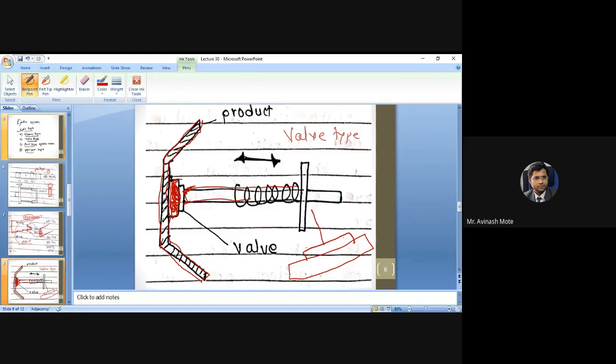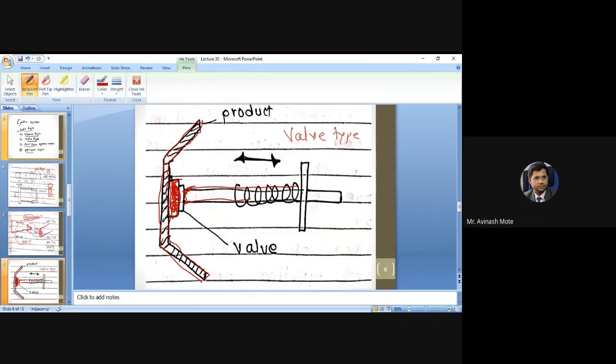Are you getting? Because for a large size component, if you try to pick it up using hooks or chains, it will buckle or it will have deflection here. The same thing is possible in the case of a large size component here also, if you use the pin type ejection system.